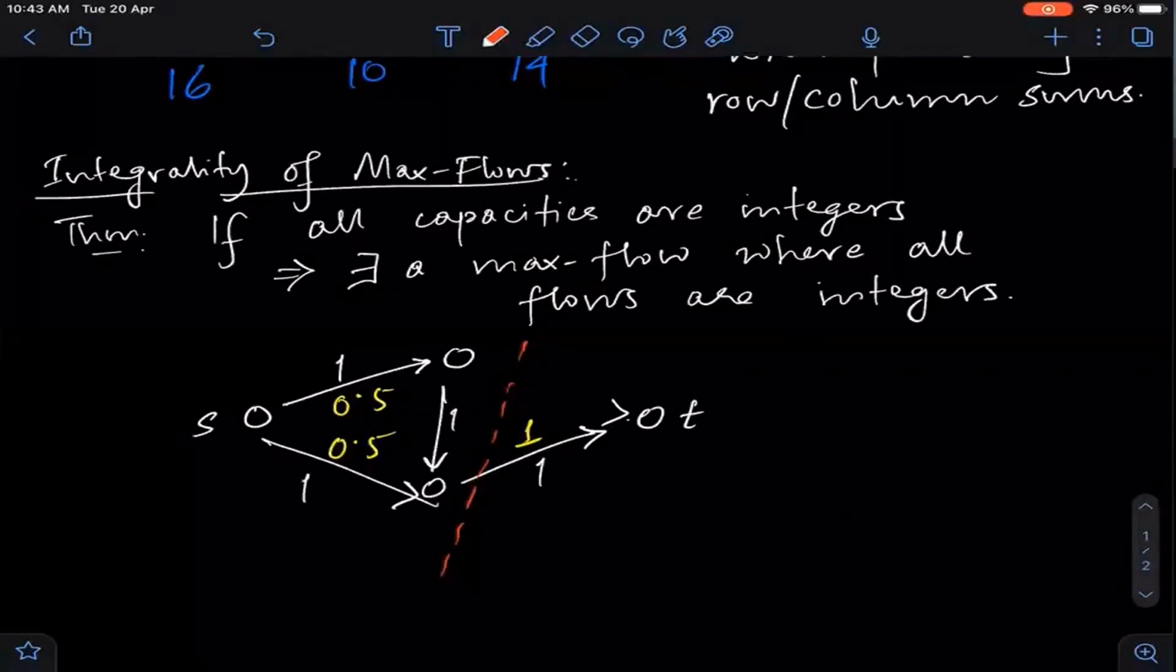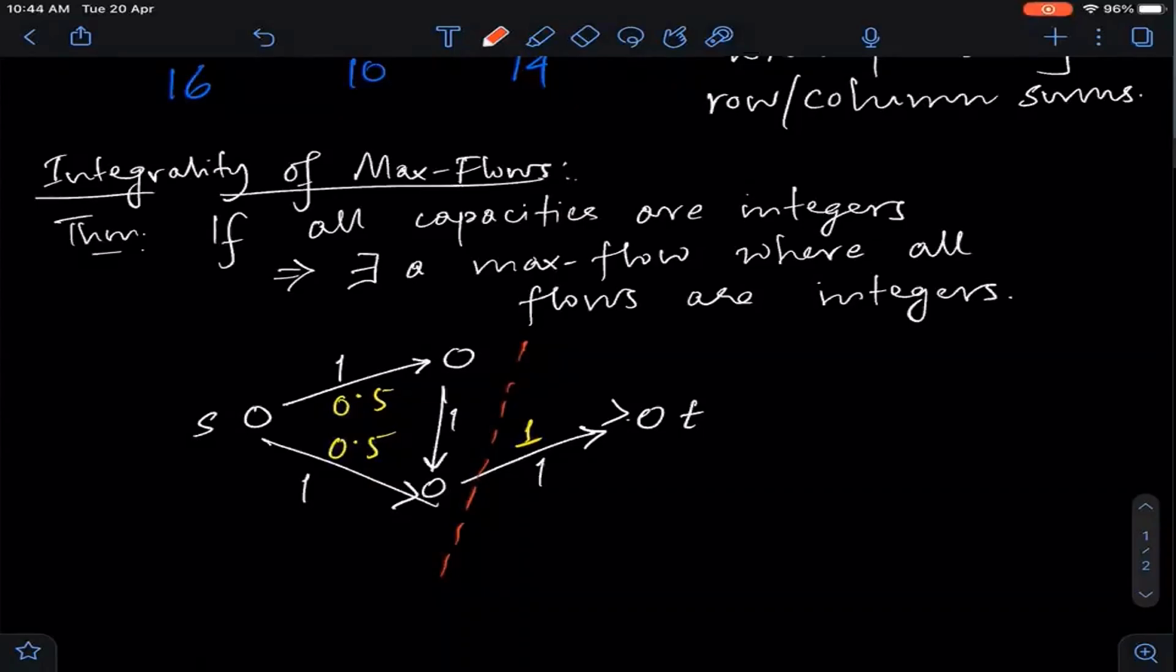So it's not true that the integral flow is always better than the fractional flow. Does everyone understand this point? This is not even what I am claiming in the theorem. This is a perfectly valid fractional flow and it's a max flow. But the point is there exists an integral flow in this network which is also of the same value.